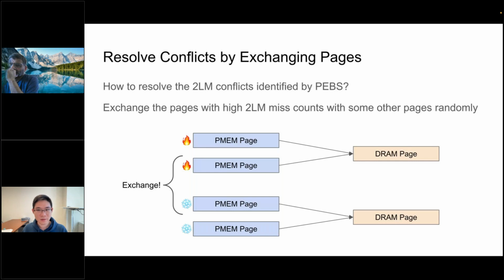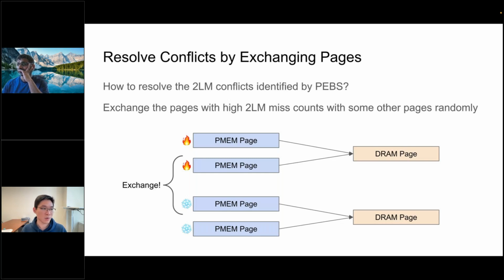How do you know that there is a direct conflict? I'm assuming you are using platform 2LM, and you're trying to do this through a user space program. How do you detect that there is a conflict?